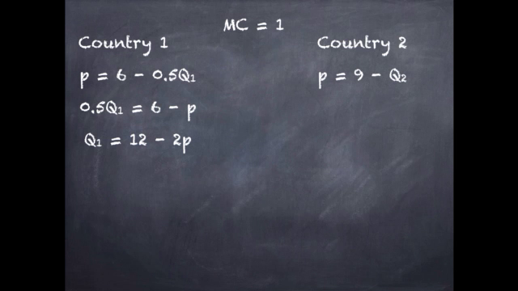But for prices below 6, we are going to have to add the demand curves for country 1 and country 2 together to get the operational demand curve. So make sure you realize that for prices above 6, the demand curve that is important to us is only going to be country 2.